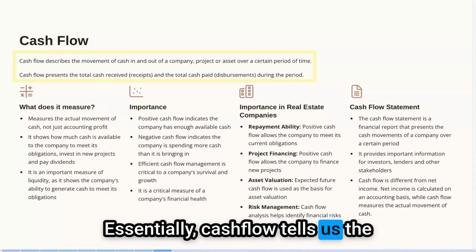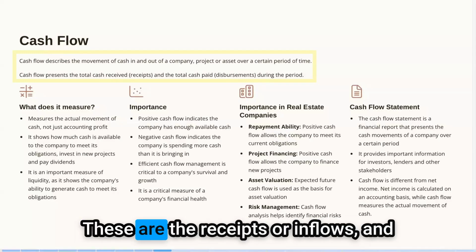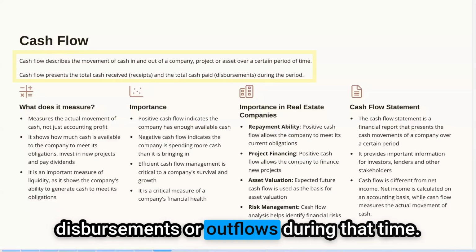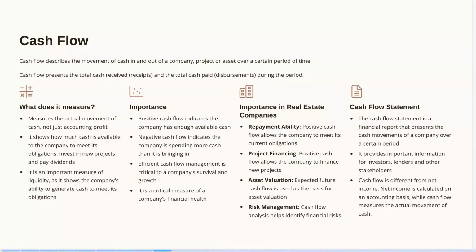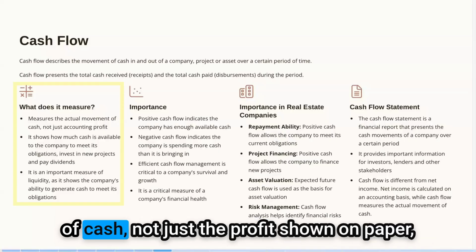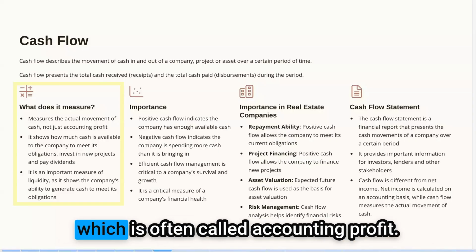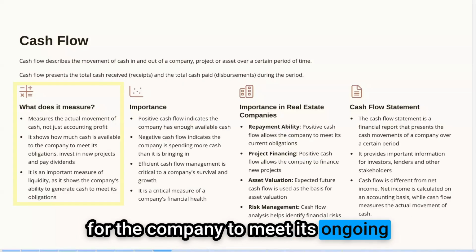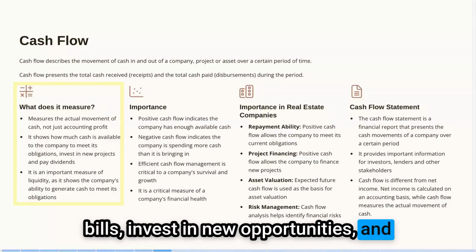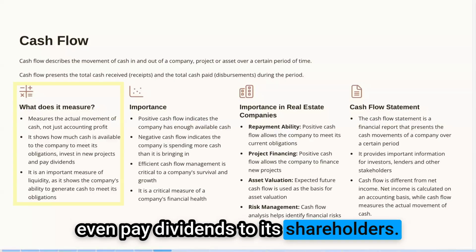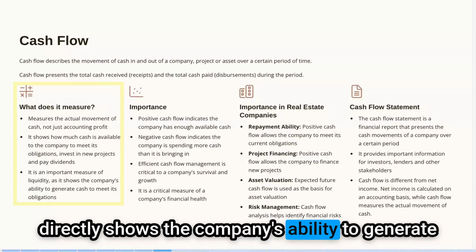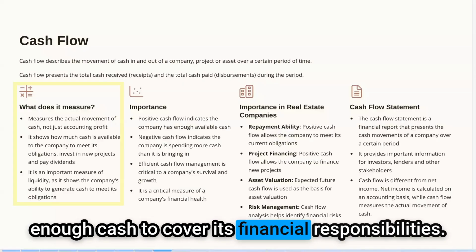Essentially, cash flow tells us the total amount of cash received, these are the receipts or inflows, and the total amount of cash paid out, the disbursements or outflows, during that time. Cash flow measures the actual movement of cash, not just the profit shown on paper, which is often called accounting profit. It reveals how much cash is truly available for the company to meet its ongoing bills, invest in new opportunities, and even pay dividends to its shareholders. It's a critical measure of liquidity because it directly shows the company's ability to generate enough cash to cover its financial responsibilities.